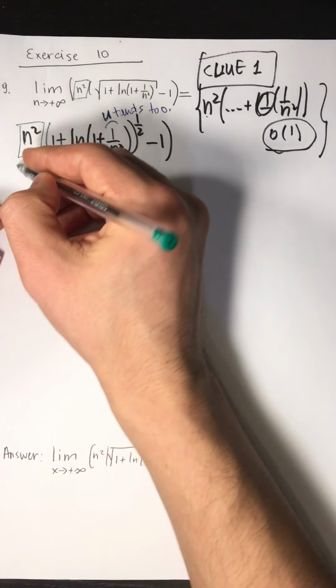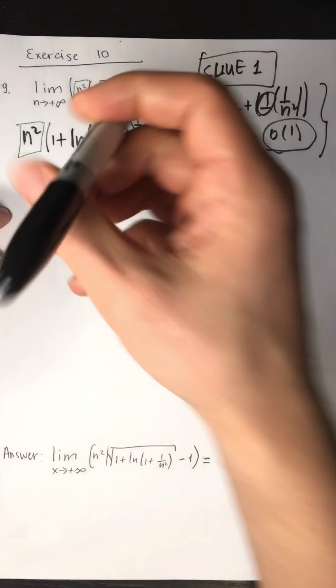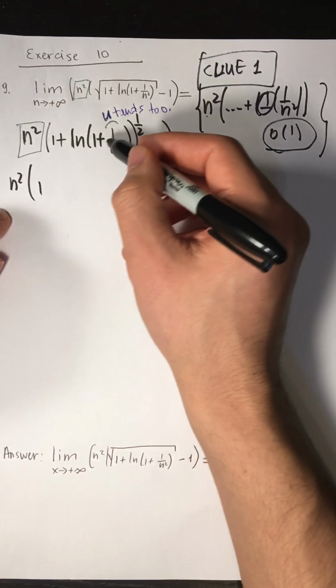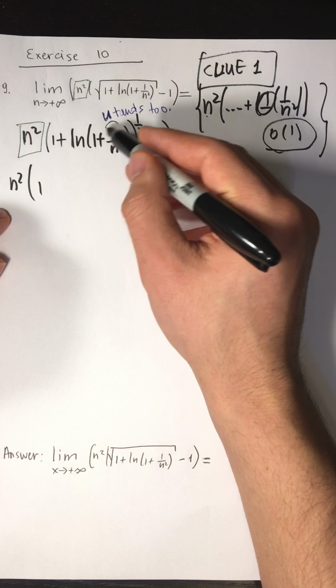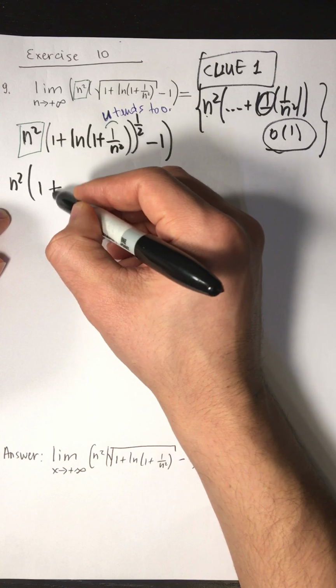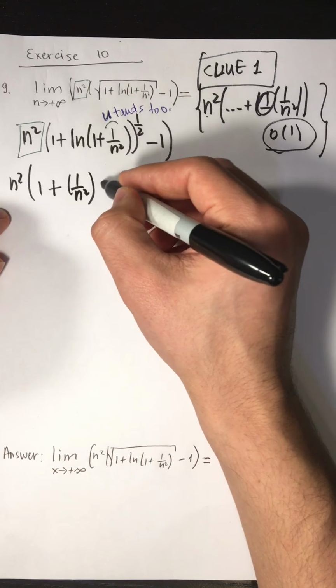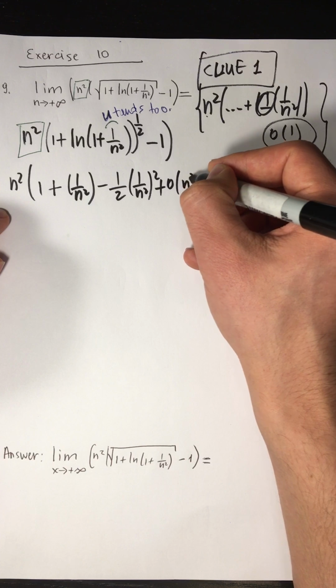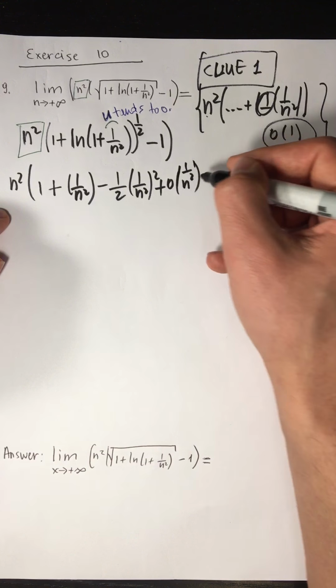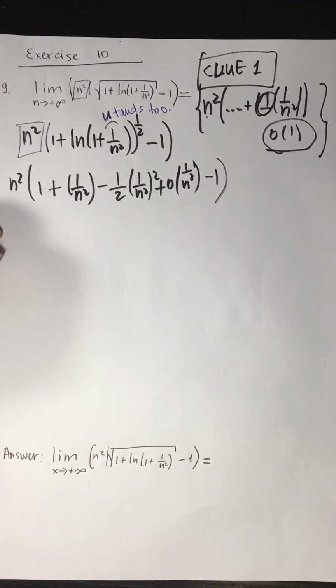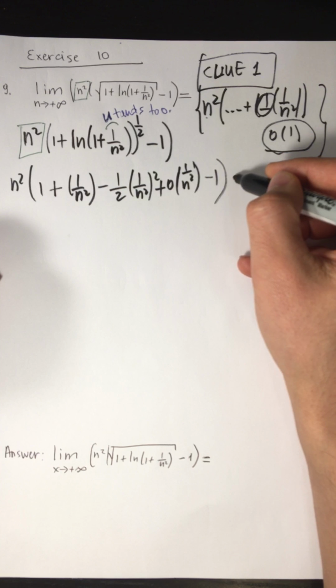Okay, now in this case, where's my marker? We have n square and 1. And if you go with the second order for ln, it's equal to 1 over n square minus 1 over 2 times 1 over n square, plus o of 1 over n square. Okay, and then we continue.